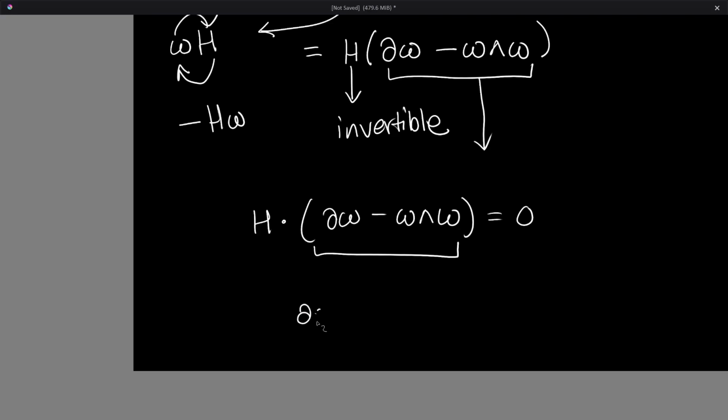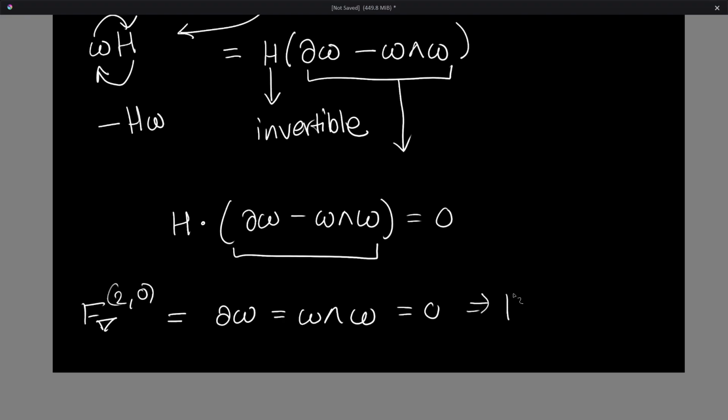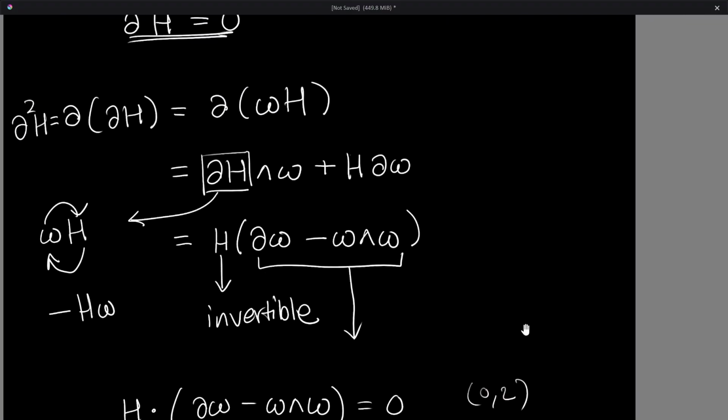But that's equal to f nabla 2,0, right? So therefore, that implies that f nabla 2,0 is equal to 0. So the 2,0 component is 0, and we already showed that the 0,2 component is 0. Therefore, f nabla has to be a 1,1 form.